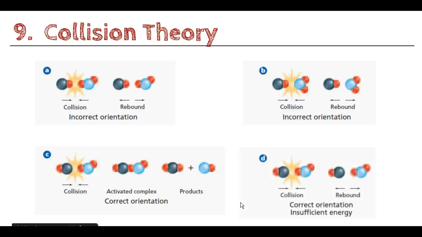Now, the last and final case is one where they might be oriented right, but for whatever reason, when they collide, they don't have enough energy. There's not enough energy in the system to break the required bonds, and so they rebound unchanged. So there are 4 different cases where we've seen some successful and unsuccessful collisions based on different reasonings.